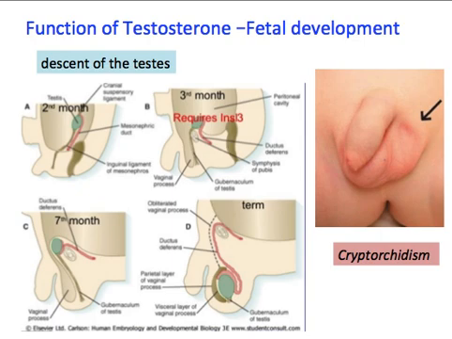So in the fetal development, as we were talking about earlier, your testosterone is very crucial in the descent of your testis from its intra-abdominal location around the second month of gestation. It will now start to go down along your gubernaculum of the testis. At the seventh month, the testis will continue to go down, and then at term, when the baby is about to be delivered, it should already be in your scrotum.